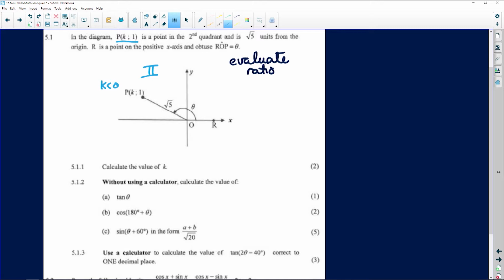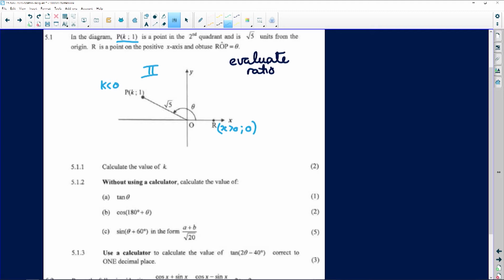Okay, so this is a point in the second quadrant and root 5 units from the origin. So they've given us that distance over there. R is a point on the positive x-axis. So what do we know? We know x is positive and we know the y value is 0 at that point. Then they give us obtuse angle ROP as theta, that big one.